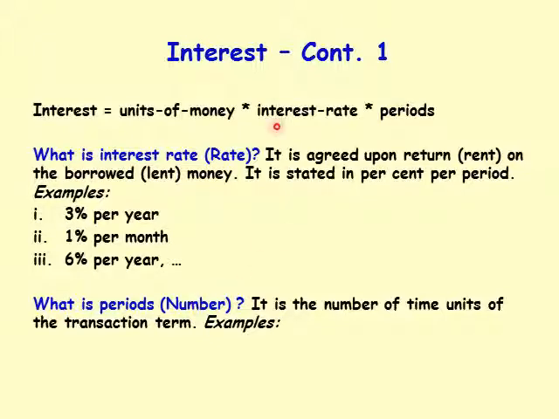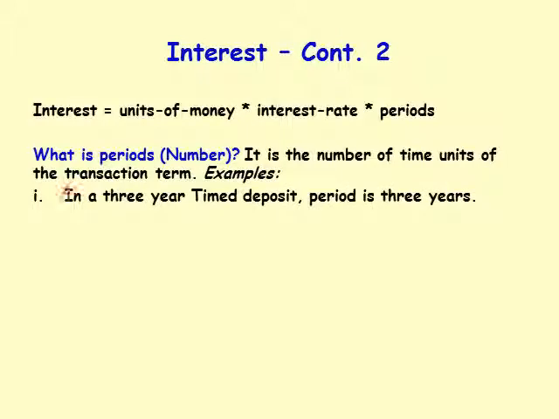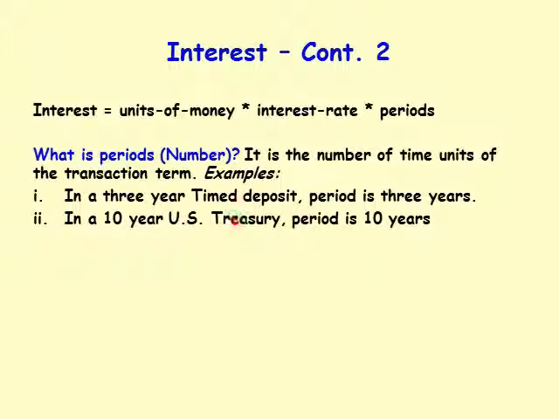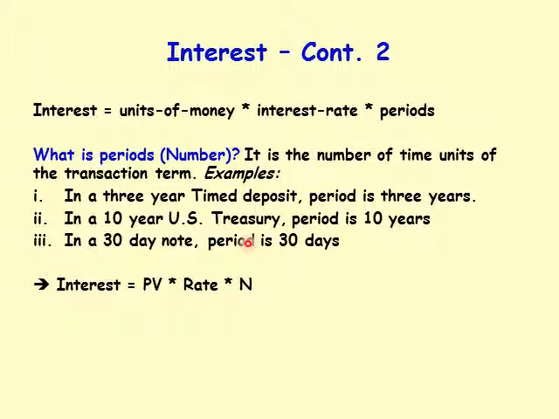What's the period? Period is the number of terms, the number of time units of the transaction term. In a rental property with a year's lease, it will be 12 months. In a certificate of deposit for 3 years, it will be 3 years. In a 30-day notice, it will be 30 days. In a 3-year time deposit, its period is 3 years. In a 10-year U.S. Treasury, the period is 10 years, since the Treasury matures in 10 years. In a 30-day note, its period is 30 days.